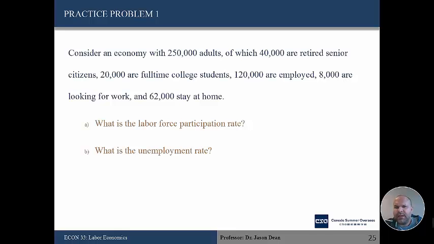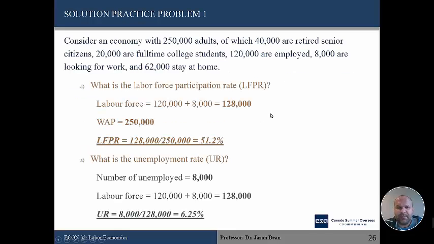Okay, now we need to know what the labor force is. And to know what the labor force is, we need to remove people who are not willing or able to work. So we would want to remove senior citizens and we'd want to remove the students. Also we would like to remove any of these people who stay at home because they're also not willing or able to work. Okay, and so we would take 250,000 and subtract this 40,000, this 20,000, and this 62,000, and we would have the working age population. Okay, or sorry, we would have the labor force if we were to take them away. So the labor force in this case, as I said, was 128,000.